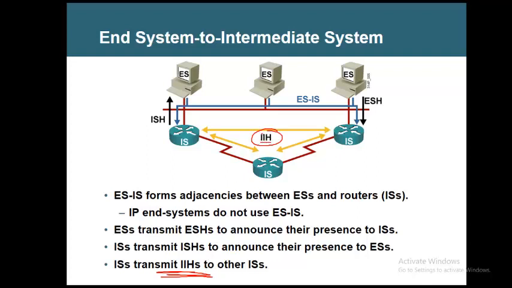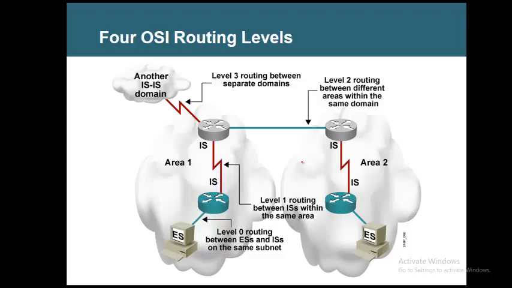IIH means intermediate system to intermediate system hellos. IIHs are sent only between routers. So you know this one very well. What is the interval for intermediate system to intermediate system hello? I think the hello interval is the same as the OSPF hello interval. How often does OSPF send hello? 10 seconds. This also by default sends every 10 seconds.